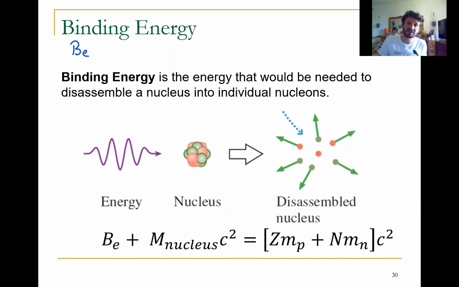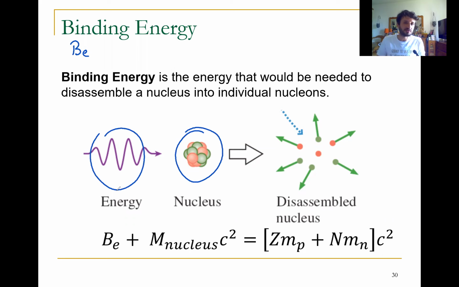In general, in the case of a fission reaction, we have a heavy nucleus. The nucleons inside the nucleus are bound together by the nuclear strong force. Okay? In order to break apart the components of this nucleus, we need to apply a certain quantity of energy. This energy required to break apart the nucleus into individual nucleons is called binding energy, BE.